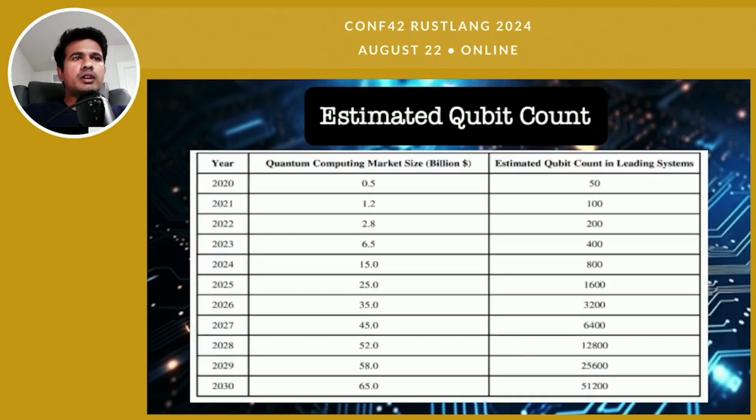Let's see the quantum market size and qubit count. The current quantum market size is $15 billion and the estimated qubit count is 800 qubits. The leading quantum computer is owned by IBM, the IBM Q, also called the IBM quantum computer. The estimated qubit growth in the year 2030 is 51,200, and the estimated market size of quantum computing is $65 billion. Many countries are fighting to gain quantum supremacy.